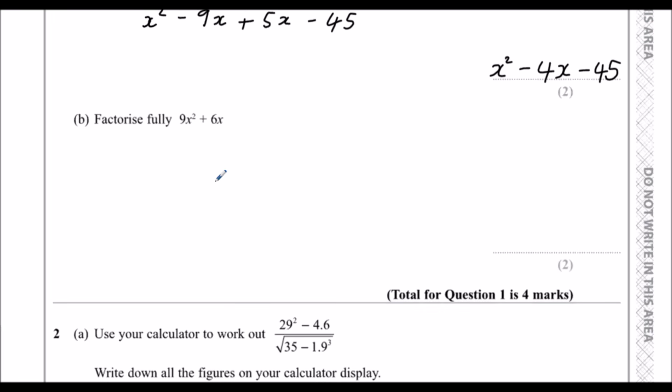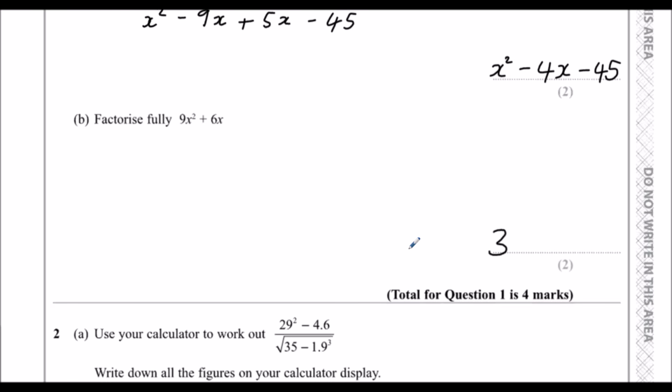Part B says factorize fully. When it says factorize fully, it means we need to take out everything we possibly can from our expression. There can't be anything left that will factorize. So we've got 6 and 9. They're both in the 3 times table. So we take 3 outside.